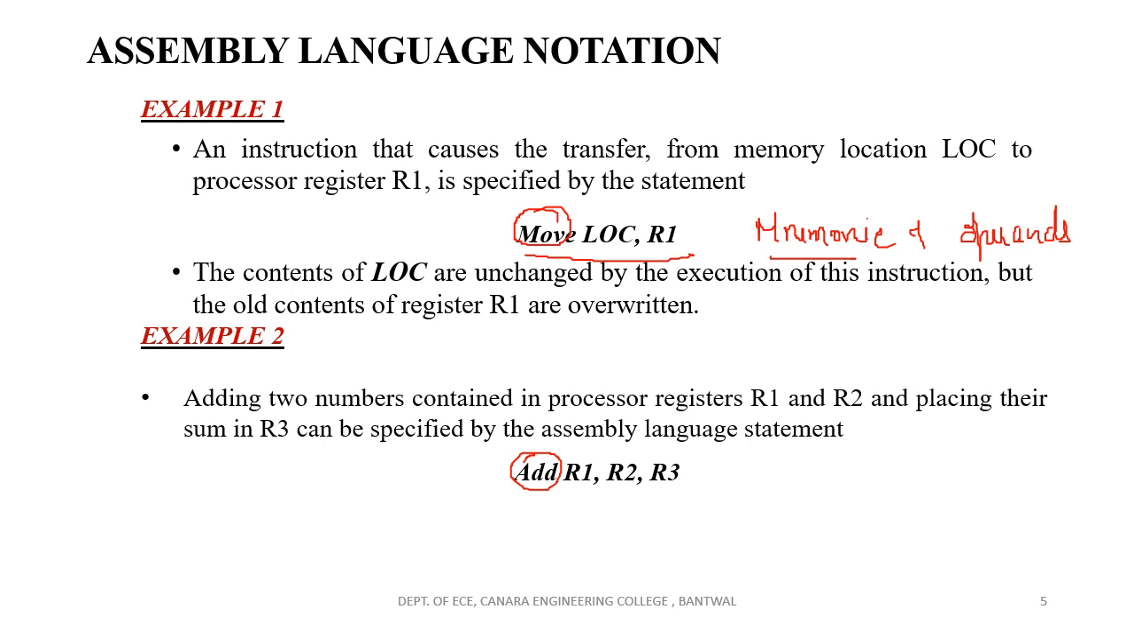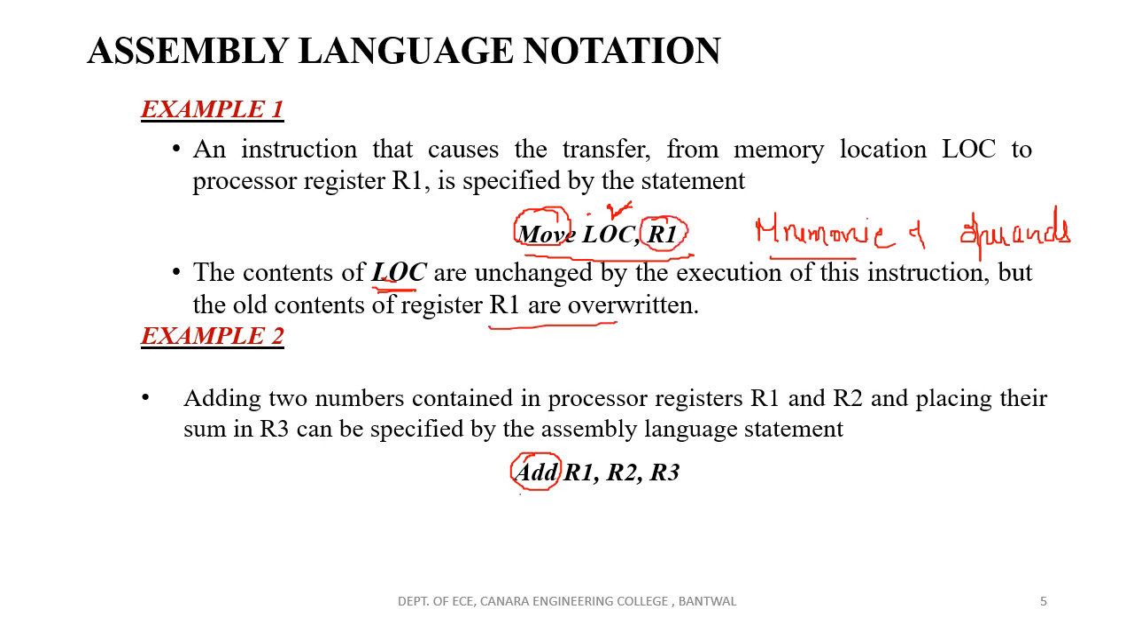Here you have the mnemonic, this is the source operand, and this is the destination operand. Now the content that is present in the source operand will be moved into the destination operand. Here the content of location LOC will not change, whereas the content of R1 will be overwritten.